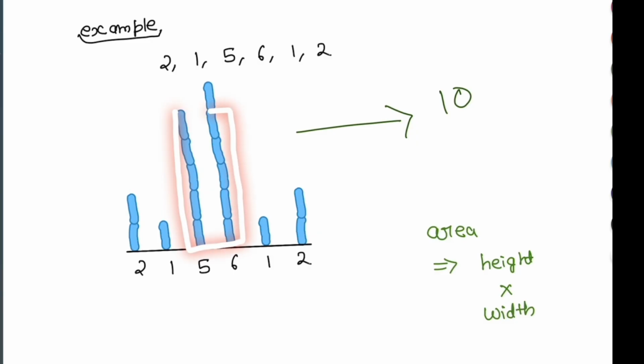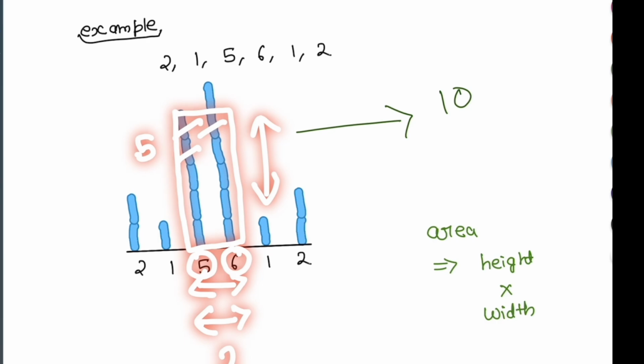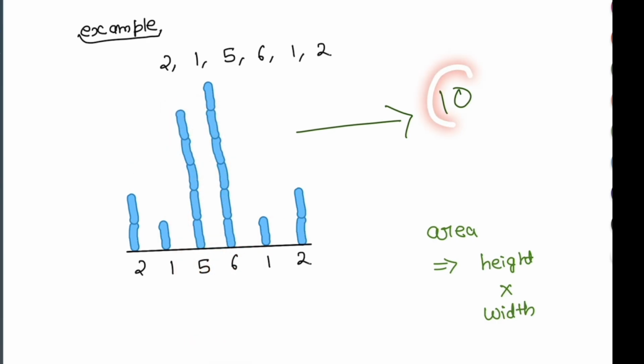This is a rectangle, right? It has a width of 2 because we are considering 2 blocks. Every block has a width of 1. So considering 2 blocks, the width is 2 and the height is going to be 5. You can see that we have 1, 2, 3, 4, 5 blocks. So the height is 5, width is 2, area is 10. Area is equal to height multiplied by width, right?